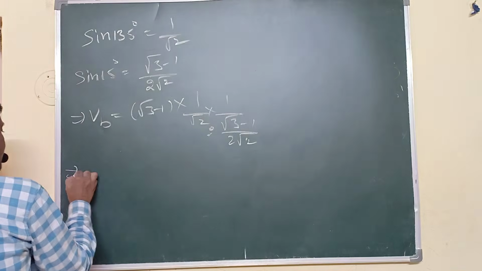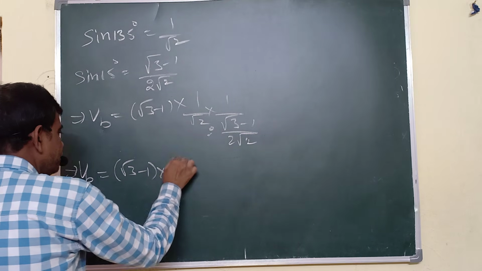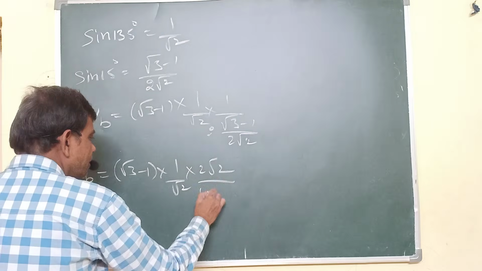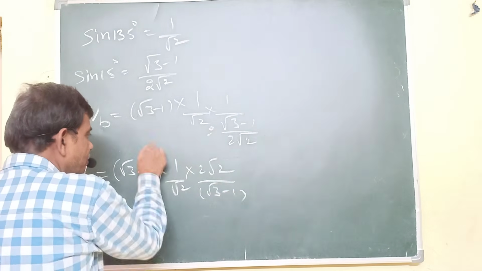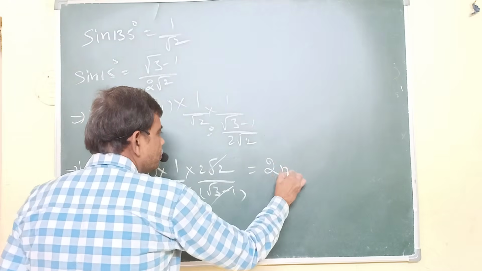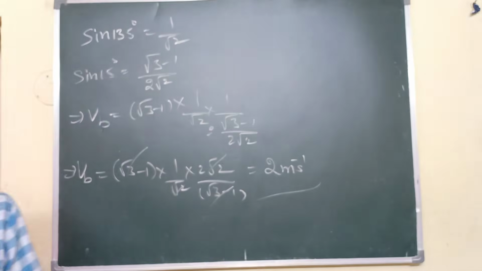Then what happens? Velocity of the ball equals root 3 minus 1 into 1 by root 2 into 2 root 2 by root 3 minus 1. Root 3 minus 1 cancels, root 2 cancels. Finally, I am getting this as 2 meter per second. So that is the velocity of the ball.